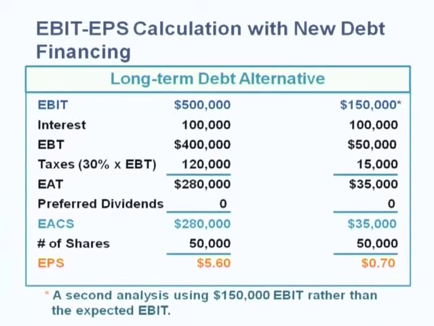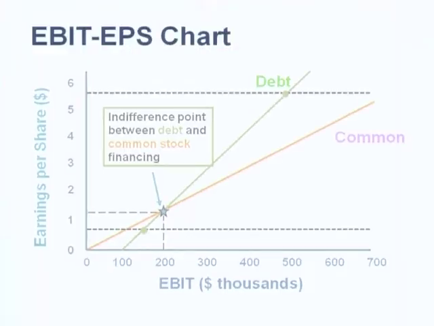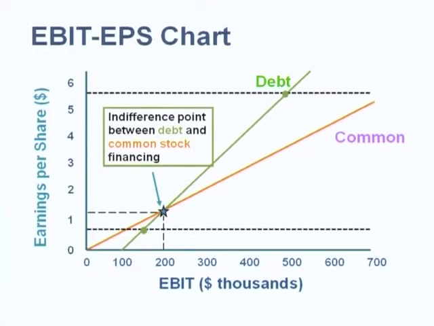Since we need the line, right? So we need 2 dots. The second dot, you can assume EBIT is 150K, right? Pay interest the same, 100,000, EBT 50,000, blah blah blah. Pay 0 preferred stock dividend. In order to get EPS 0.7, right? And you plot, you get the left dot of the green line, right?